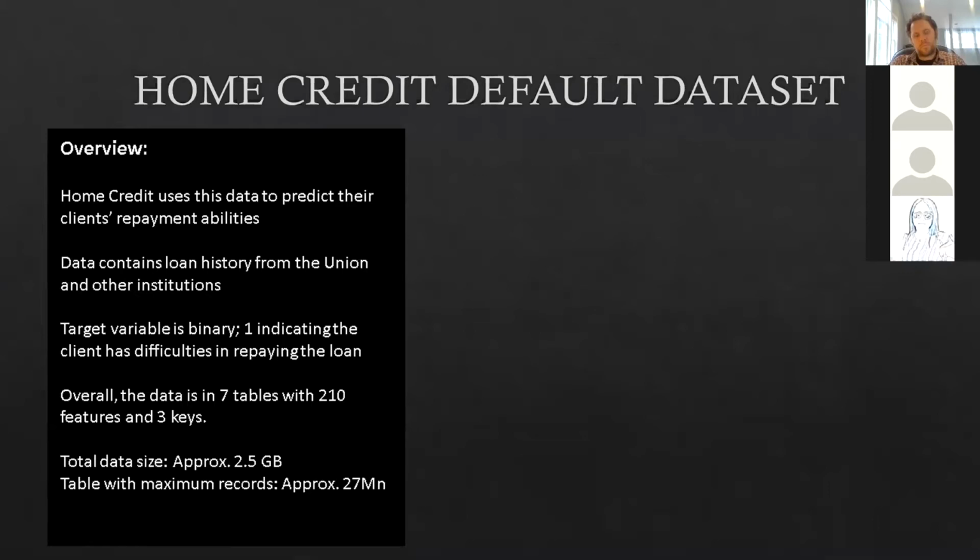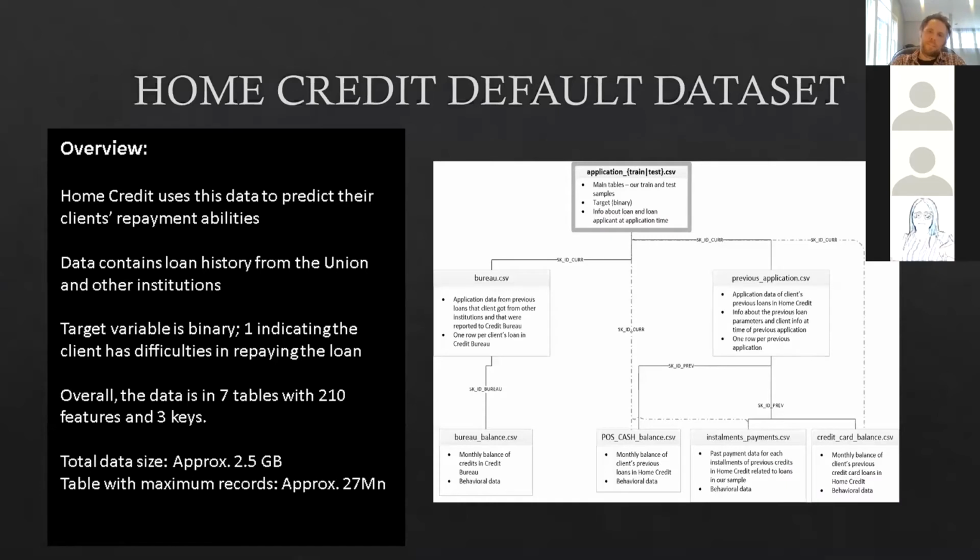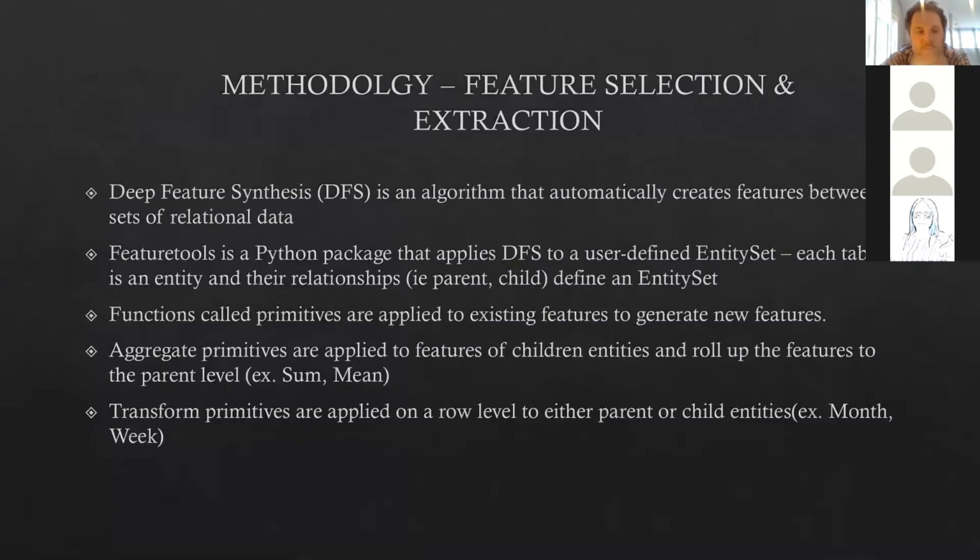My first attempt at the problem was to create a baseline model using manual feature engineering. And the second, this figure here shows us the schema of the data set used. So the second algorithm that I used was deep feature synthesis, which is an algorithm that automatically creates features between sets of relational data.